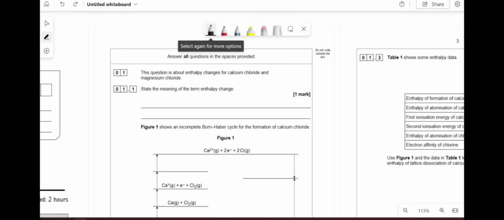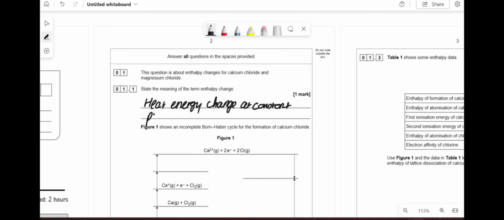So this is just a general term for enthalpy change. So this is the heat energy change at constant pressure. You cannot just say energy change, you need to say heat energy change.